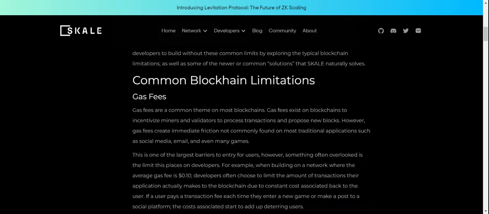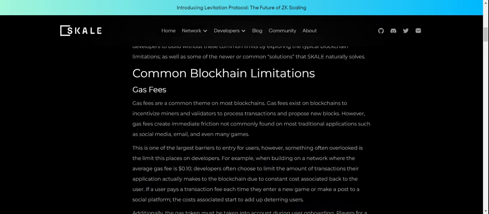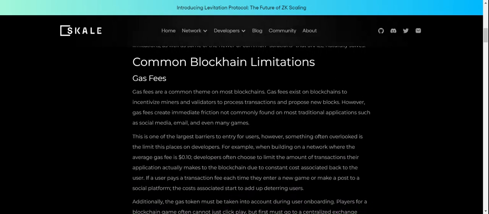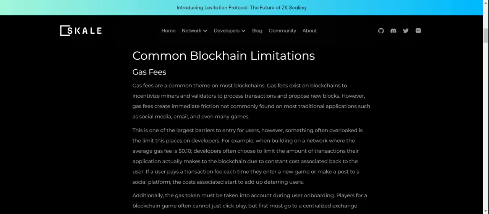As everybody know, for Ethereum network, gas fee dey. For BNB, gas fee dey. For so many other blockchain sef, gas fee dey wey people dey pay. Gas fee come be like one of the common thing for most blockchain. Gas fee dey exist for blockchain to incentivize miners and validators wey go make dem process transaction and propose new blocks.